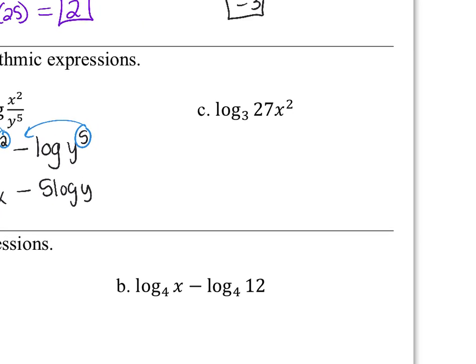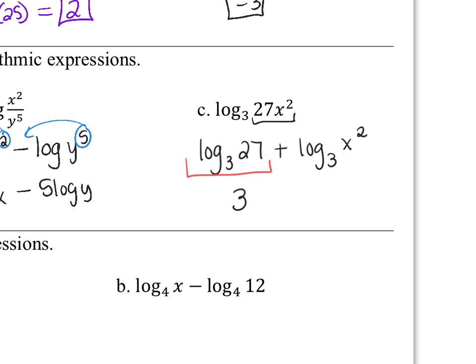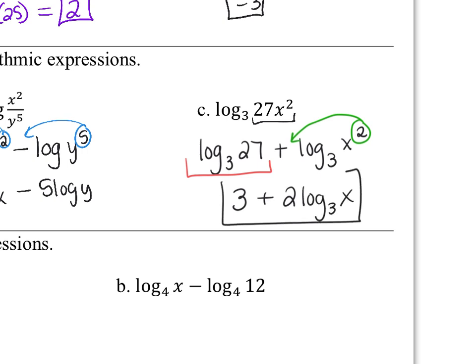Letter C. Okay, I'm going to start by expanding. So I'll change this to log base 3 of 27. This was multiplication, so I'm going to add as I expand log base 3 of x squared. I can simplify log base 3 of 27 to the number because 3 to the 3rd power is 27. This becomes 3. And then on my other term, I'm going to bring my exponent to the front, plus 2 log base 3 of x. And this is my fully expanded log.